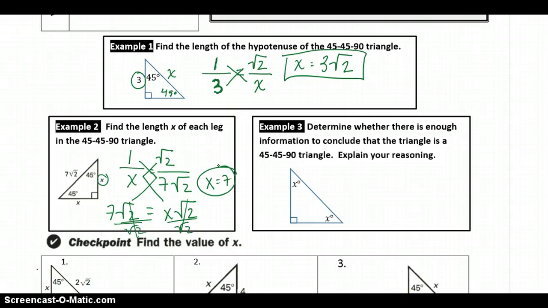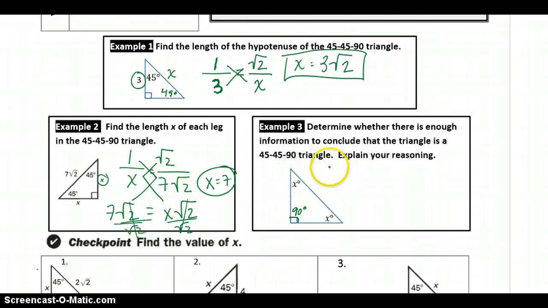Alright, let's look at example number 3. It says to determine whether there is enough information to conclude that the triangle is a 45, 45, 90 triangle, and explain our reasoning. So we're given a picture of a triangle, and we know that one angle is a right angle, so it's 90 degrees. And the other two angles we know are the same, but we don't know what they are. So let's figure out what x, the angle measure of those angles, is.